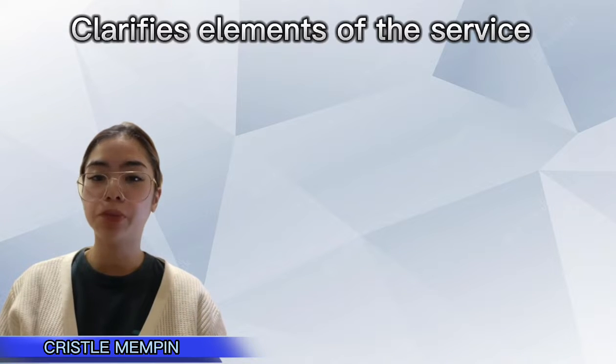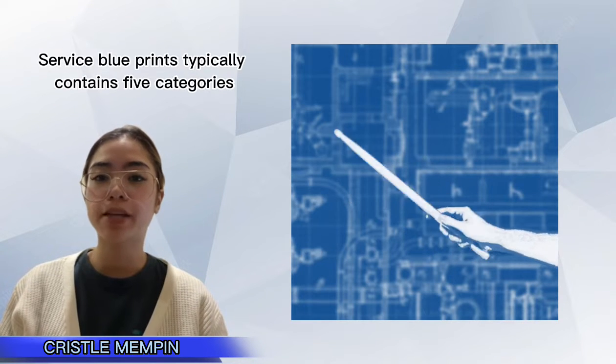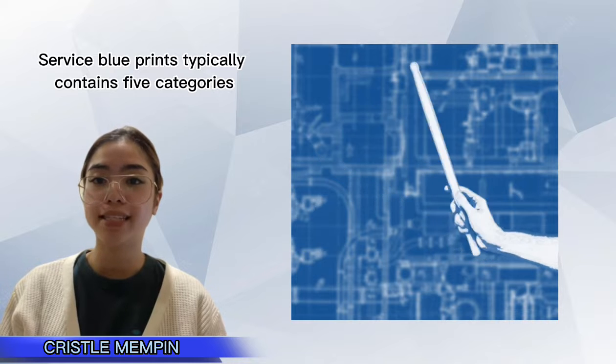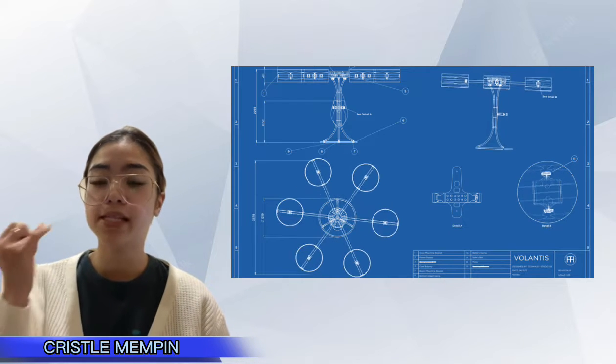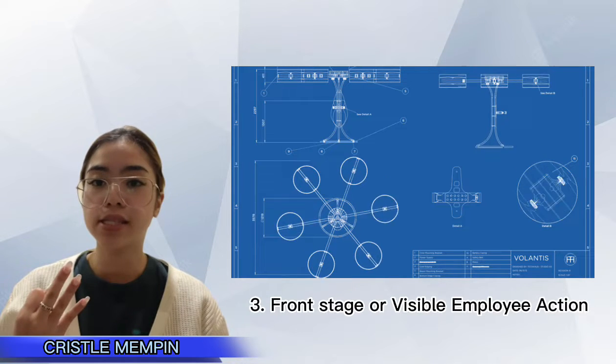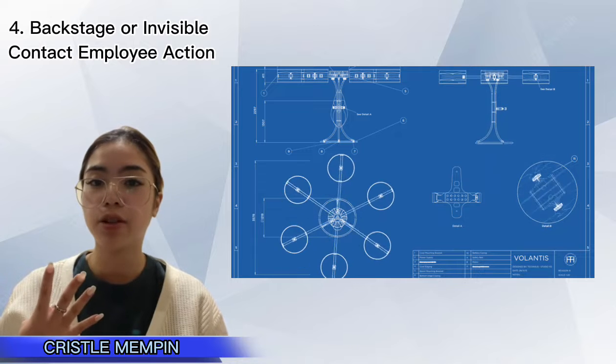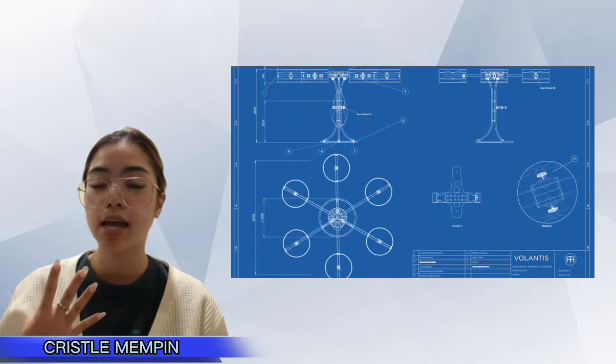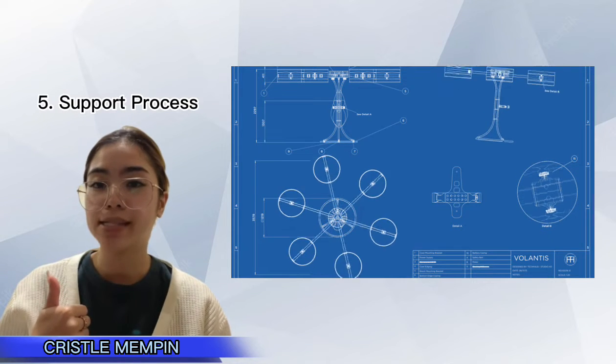Elements of a service blueprint. Service blueprints typically contain 5 categories that illustrate the main components of service being mapped out. First is physical evidence. Second is customer service. Third is front stage or visible employee action. Fourth is backstage or invisible contact employee actions. And last is support process.